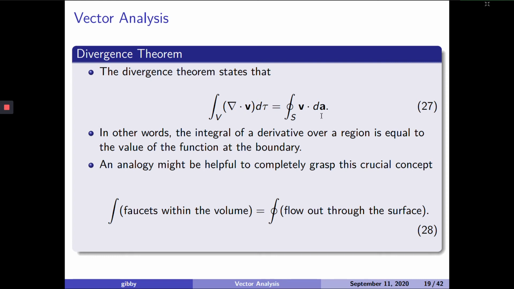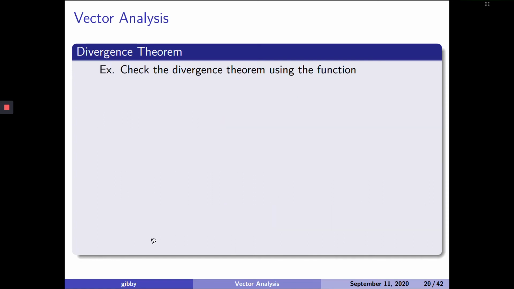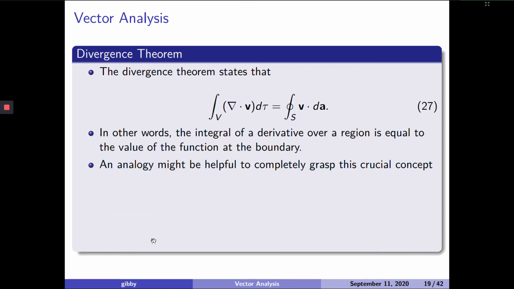Okay. This is the faucets within the volume. The volume is just equal to the flow out to the surface. So whatever water comes from your faucet, the same amount comes out through the surface, right? So it's just conservation. Actually, they should be equal. So we can check this theorem.